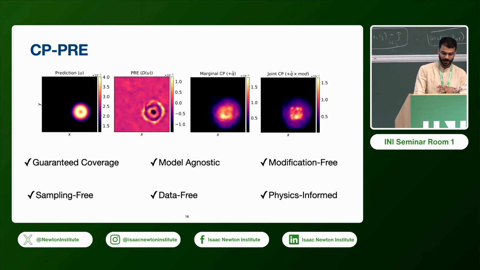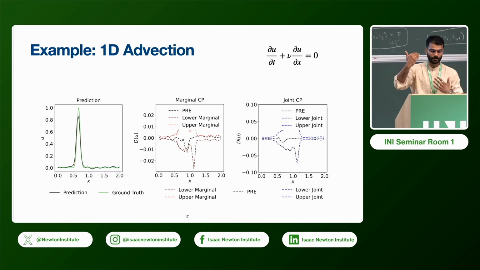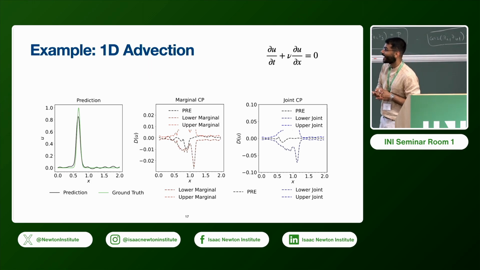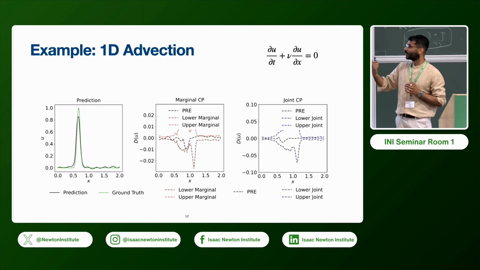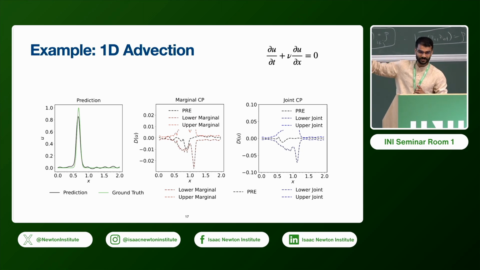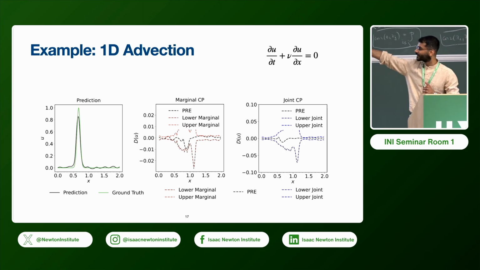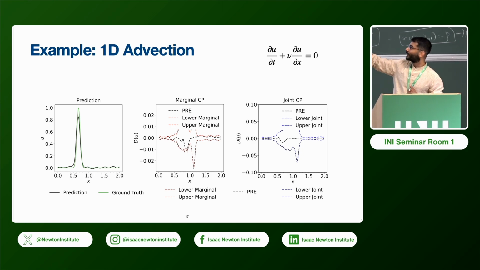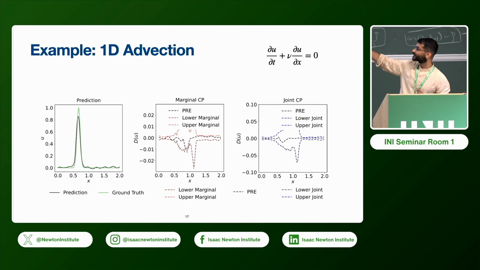So let me walk you through a very simple example to see how the error bars look in practice. This is a very simple 1D advection equation. We have a neural network. I think it was a Fourier neural operator that was trained to model it. It does a decent job of understanding the peaks, but it's still kind of noisy at the bottom. But then we can apply these error bars in the residual space and still understand the bounds for it.